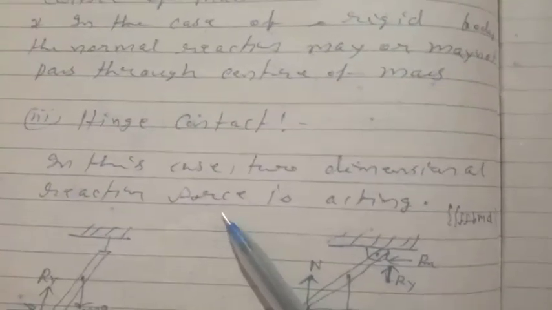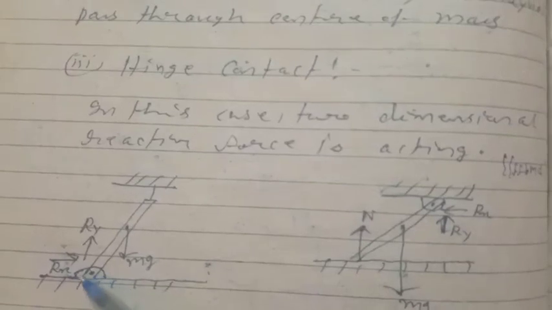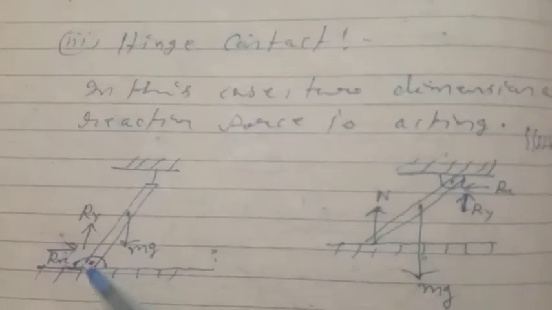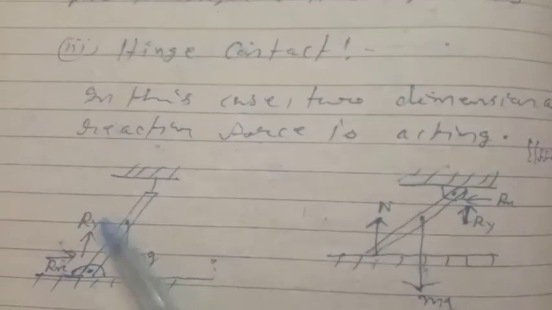In this case, a two-dimensional reaction force is acting at the point of the hinge. For example, here we see this situation is called a hinge, and here two normal forces are acting, one in this direction and another in this direction. Here also the same situation: one in this direction and another in this direction. Weight is in this direction and normal reaction is in this direction.